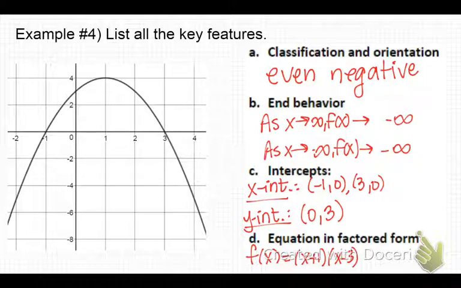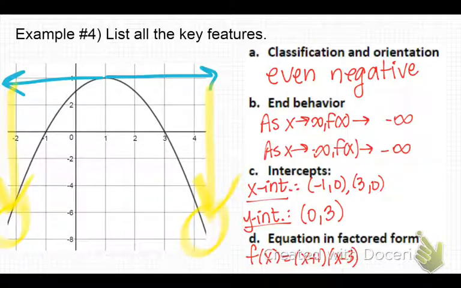Yes? Okay, so since this is a negative graph, yes, there should be a negative out front. That was my bad. Since I wrote negative, there has to be a negative sign here. So every time you write negative, you have to include a negative in your equation.